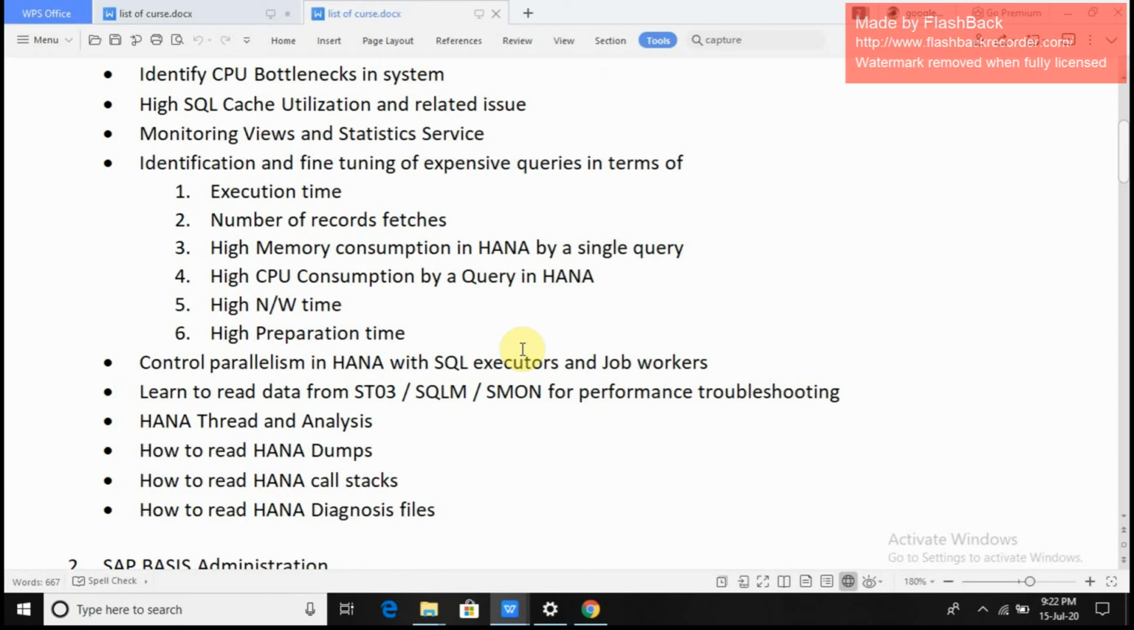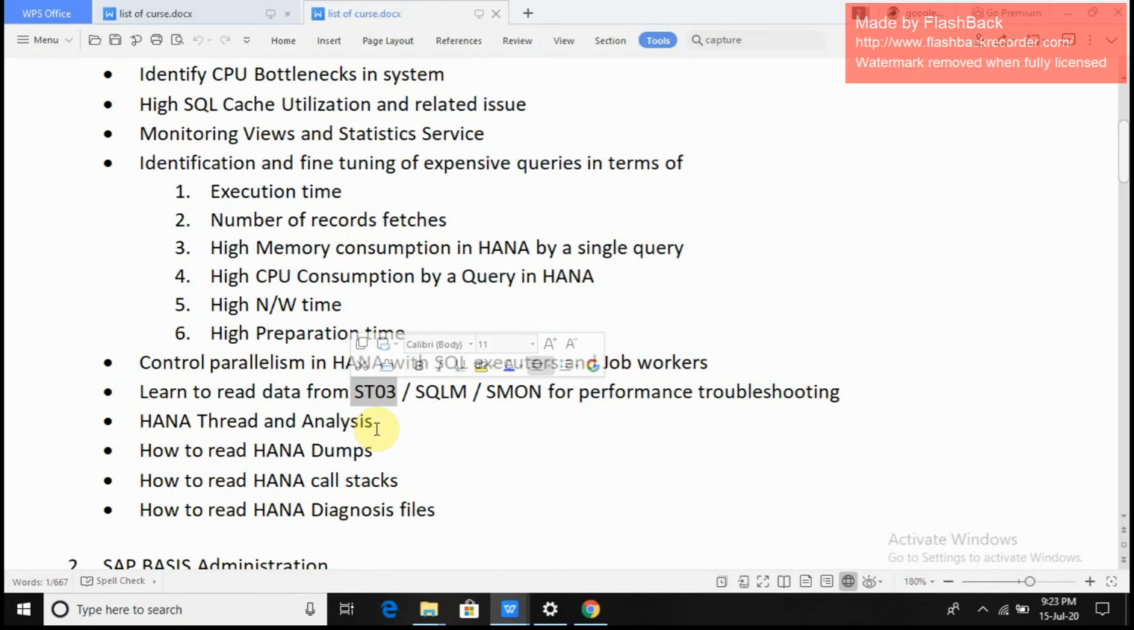In HANA, we have a basic concept called SQL executors and job workers. We will also try to understand how we can optimize the number of SQL executors and job workers so that you can run your HANA system and SAP system at the optimized level. From the R3 layer or the S4 layer, we will also understand ST03, the load monitor, and different aspects of the load monitor like bad dialog response time, bad RFC response time, or bad batch response time. We'll try to understand how to interpret the data from ST03.